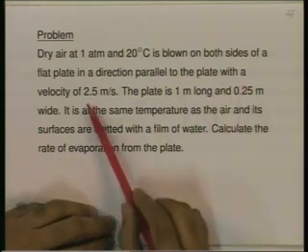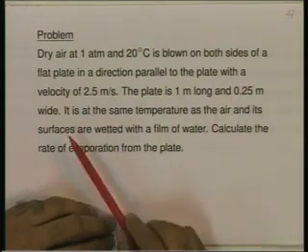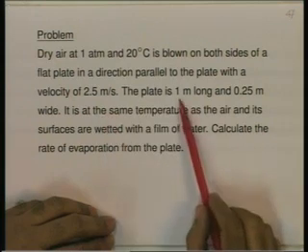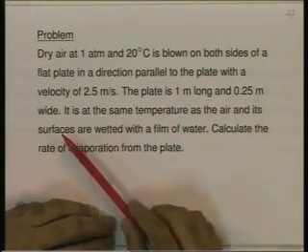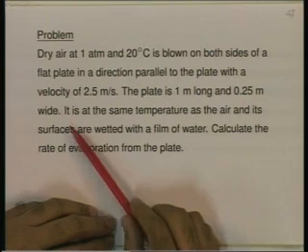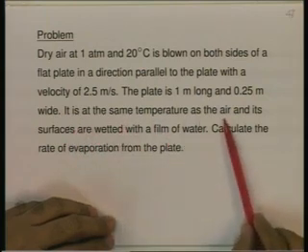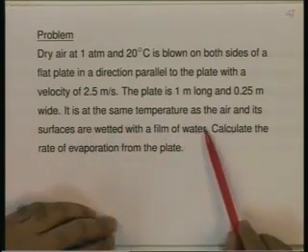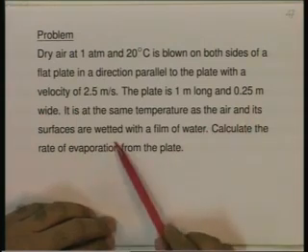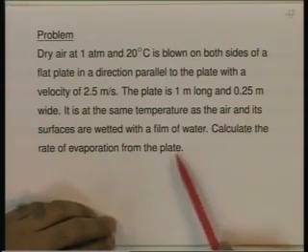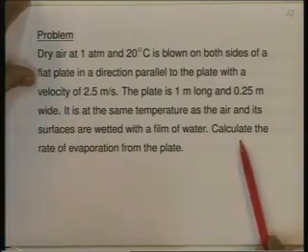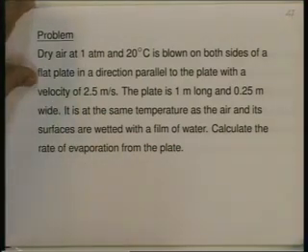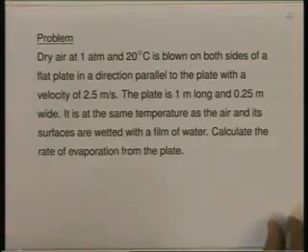The velocity in the free stream is 2.5 meters per second. The plate is 1 meter long and 0.25 meter wide. It is at the same temperature as the air, so no heat transfer is involved, and its surfaces are wetted with a film of water. We have to calculate the rate of evaporation of water vapor from the plate. Let us sketch the situation and then solve the problem.